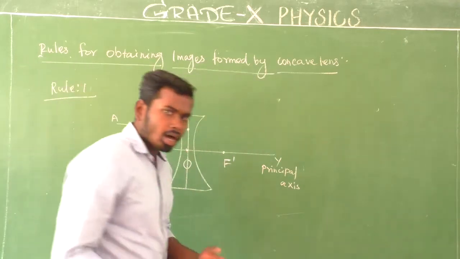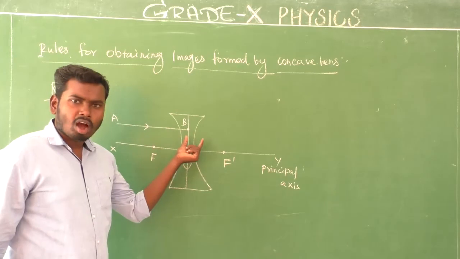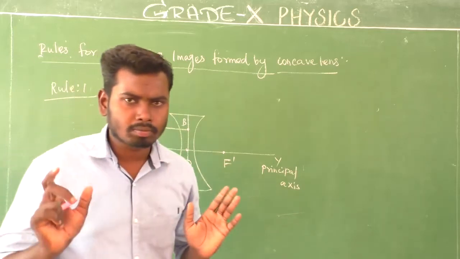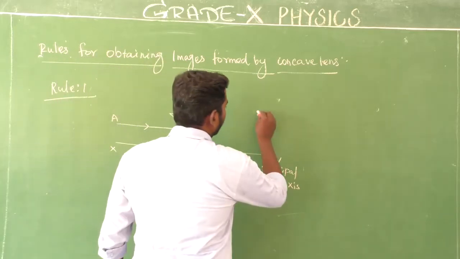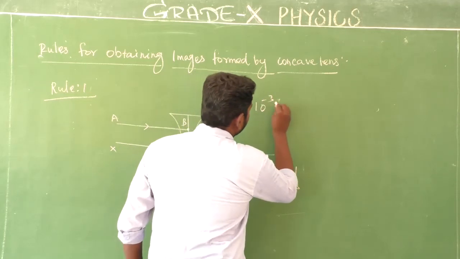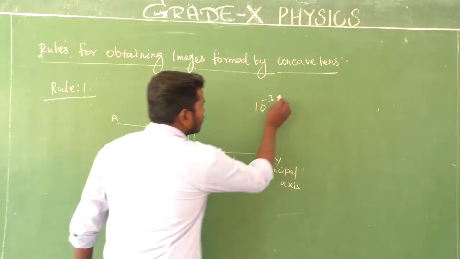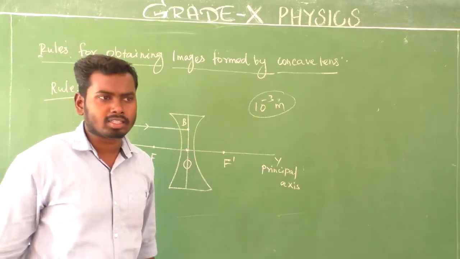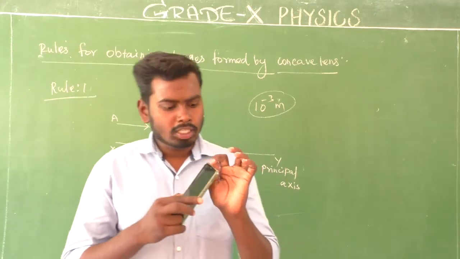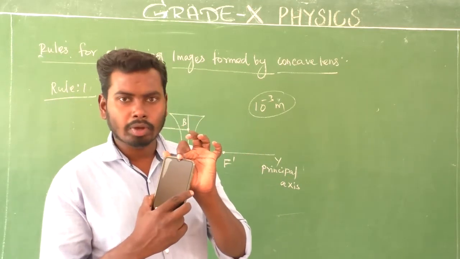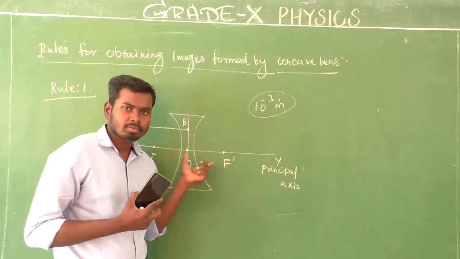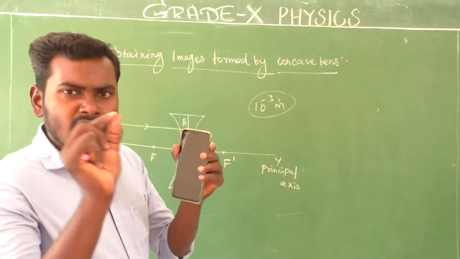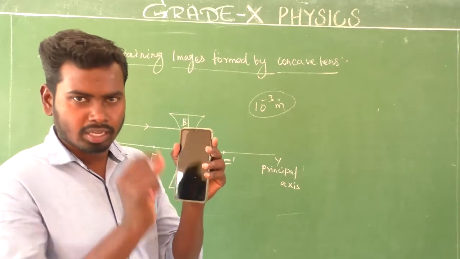Why? Because already I taught that the thickness of the concave lens, not only concave lens, generally the thickness of the spherical lens is very small. Actually, that order is 10 power minus 3 meter. How much? 10 power minus 3 meter. That is the thickness of the spherical lenses. Am I right? For example, this mobile phone has a camera. Do you think this camera thickness will be very large like this? No, that's not possible. Look at here. This camera is very small, a very minute thing.